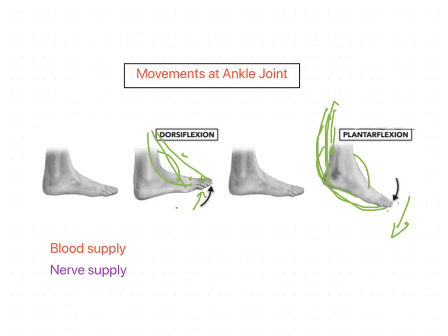The blood supply is from the anterior tibial, posterior tibial and peroneal arteries. The nerve supply is by the deep peroneal and tibial nerves. So this is all about the ankle joint.